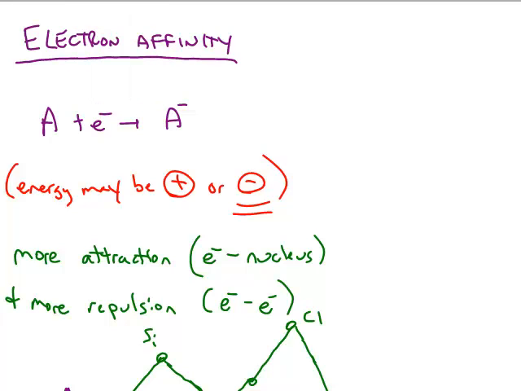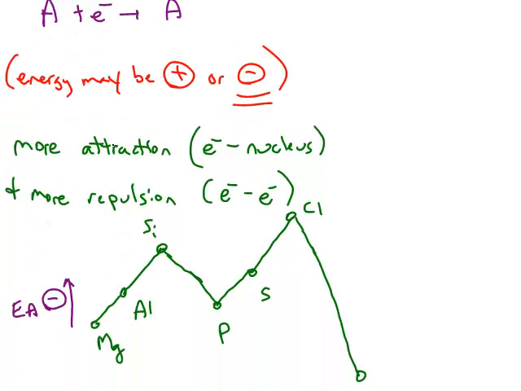Electron affinity is the energy that's either absorbed or released when an electron is added to an atom. So instead of making cations, this time we're making anions. The energy change could either be positive or negative, though in most cases it'll be negative. The reason that it could be either is that, besides having more attraction, with that extra electron attracted to the nucleus, we also increase electron-electron repulsions.